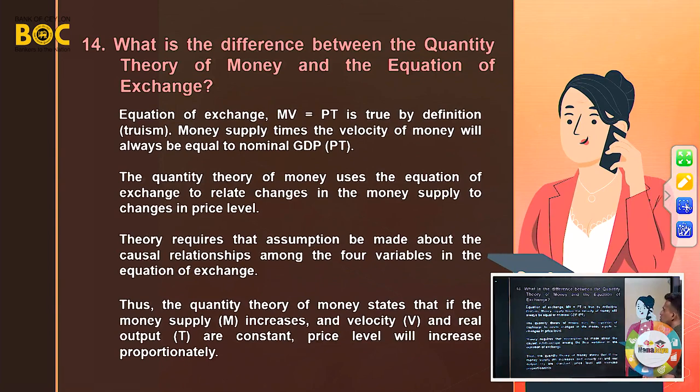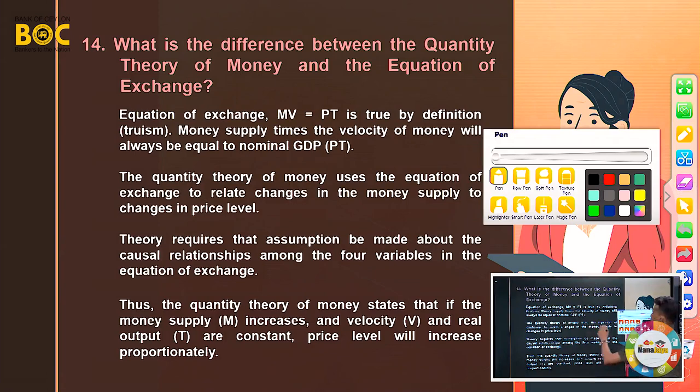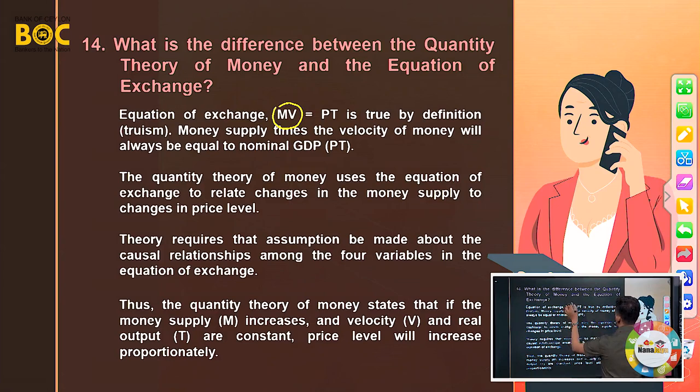Next question. What is the difference between the quantity theory of money and the equation of exchange? The equation of exchange shows the exact relationship between the money supply, the velocity of circulation of money, the price level and the real output. When you multiply the money supply by the velocity of circulation of money, you get the total value of monetary expenditure on goods and services.